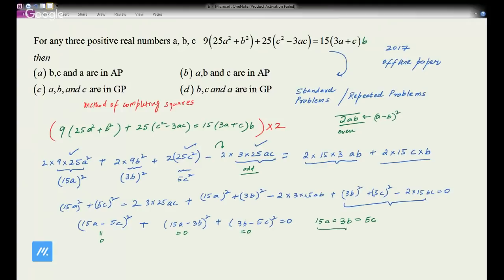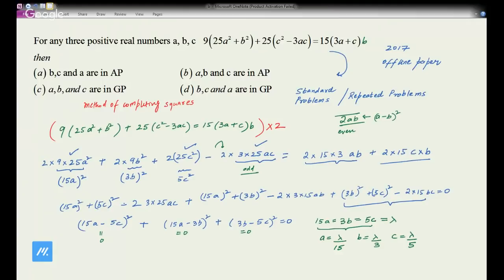So whenever you see this kind of relation where three terms are equated, how do you generally solve? Let it be lambda. A comes out to be lambda by 15. B comes out to be lambda by 3. C comes out to be lambda by 5.